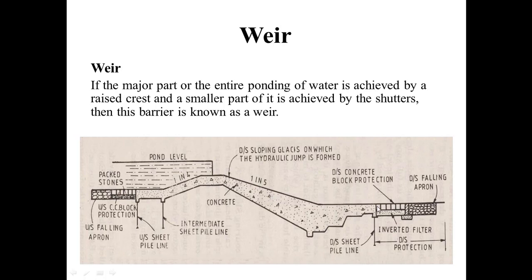At the downstream side there is a concrete block protection. Also there is a downstream falling apron, which is constructed of packed stones, and when silted water moves through this portion, the silt is stuck here and the clear water moves on to the downstream side. It is also called an inverted filter, and this whole area is called the downstream protection area.